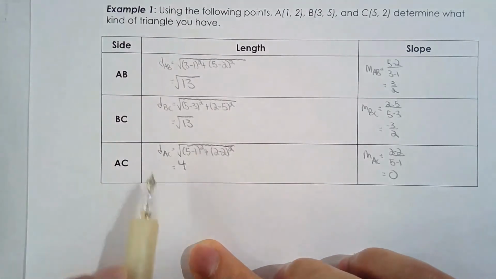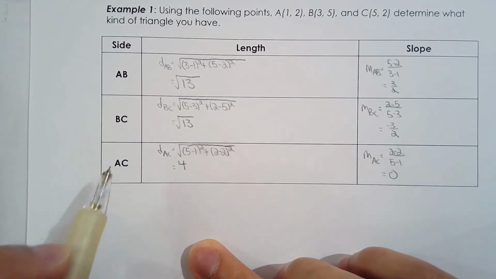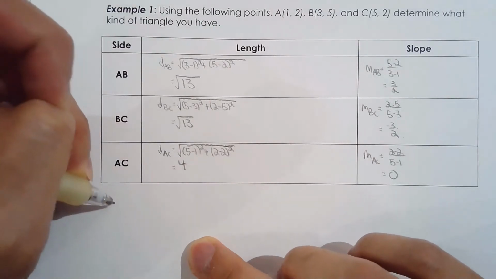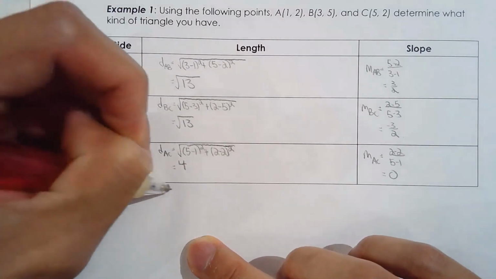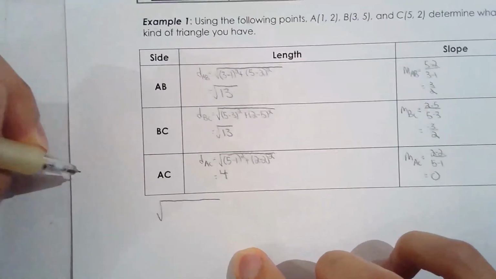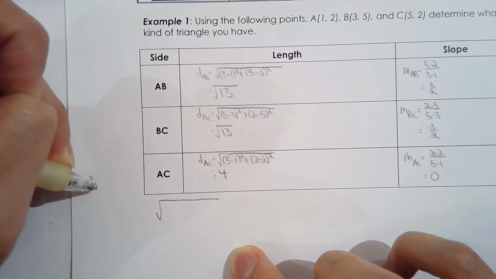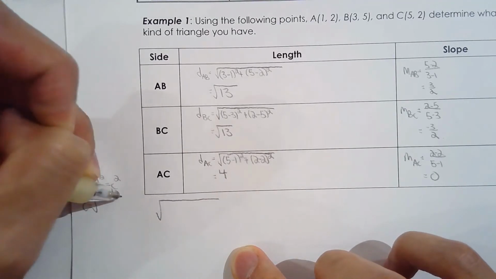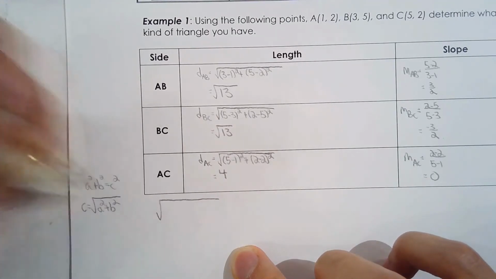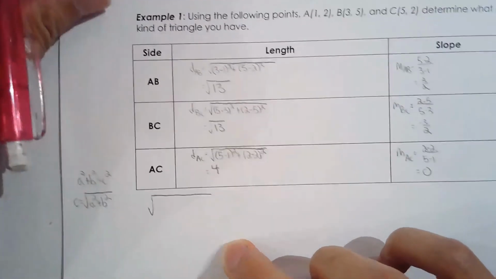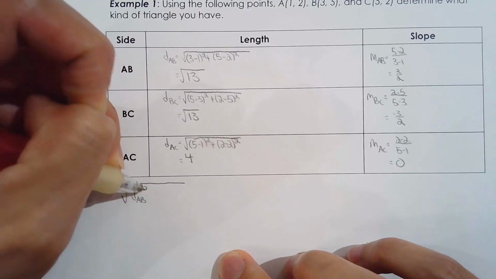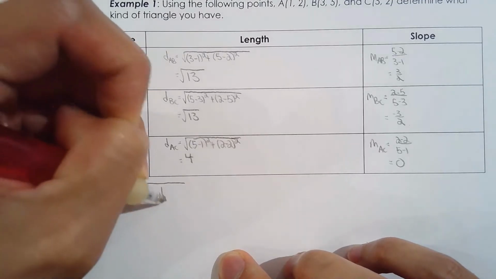If one of these sides were to be the hypotenuse, it would be AC because it's the longest side. So what I'm going to do is check, right? The Pythagorean theorem states a squared plus b squared equals c squared. So if c is equal to the square root of a squared plus b squared, then it's a right triangle. So we're going to check whether that is the case.